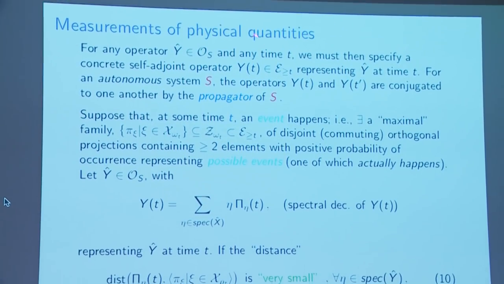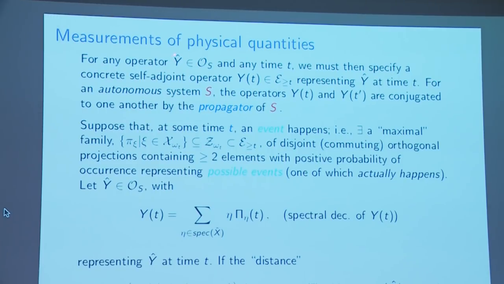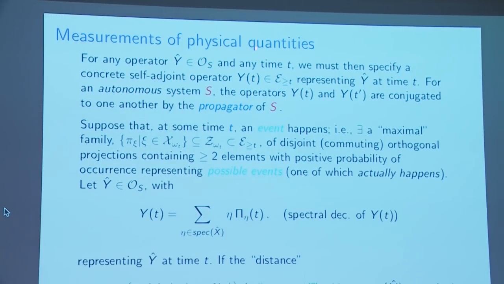Then, of course, for any abstract physical quantity y hat and a given time t, we should specify a concrete self-adjoint operator y of t inside this algebra E greater or equal to t that represents the physical quantity at time t. For an autonomous system, the operators y_t and y_t' are conjugated to one another by the propagator of S, first understood by Heisenberg.